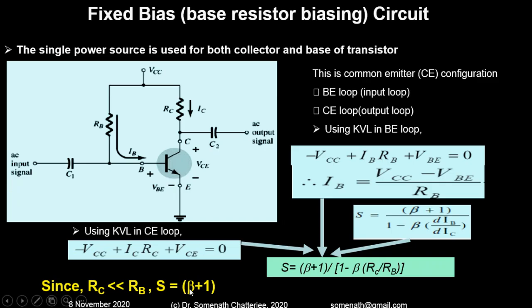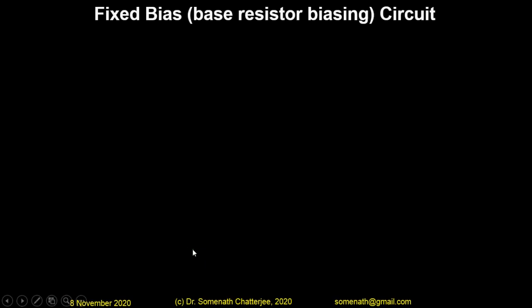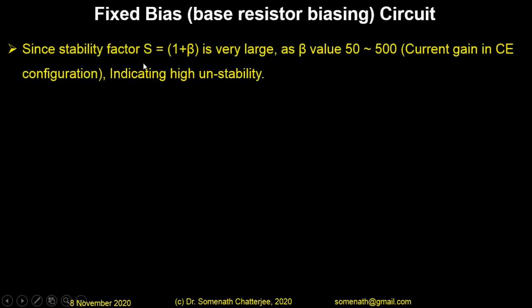What is beta? Again I am saying, beta is the current gain in the common emitter circuit. So you can say that the stability factor S is equal to 1 plus beta, but this is very unstable, you can understand.